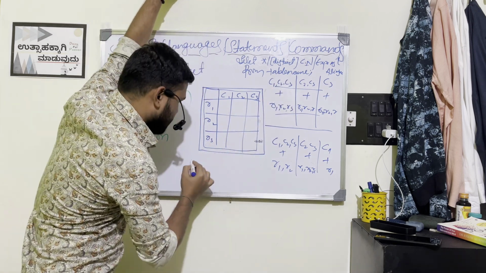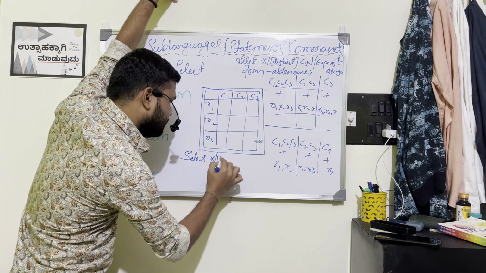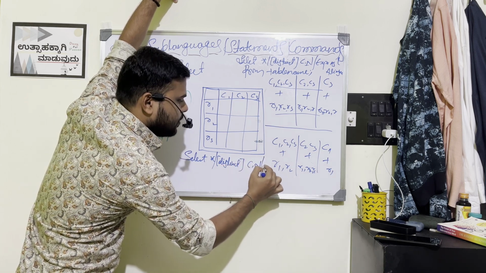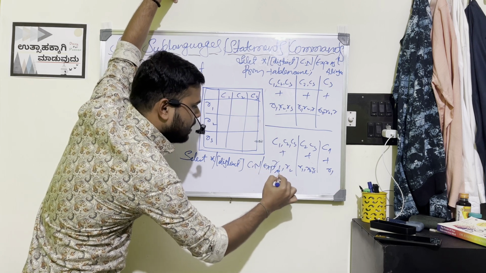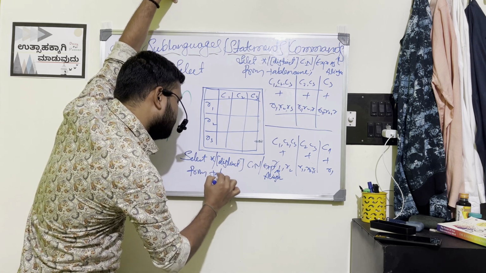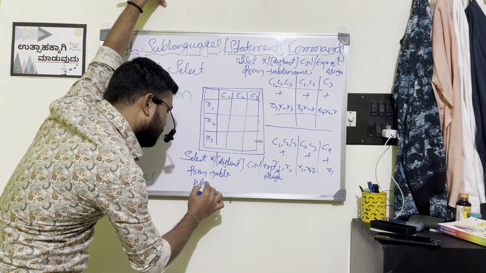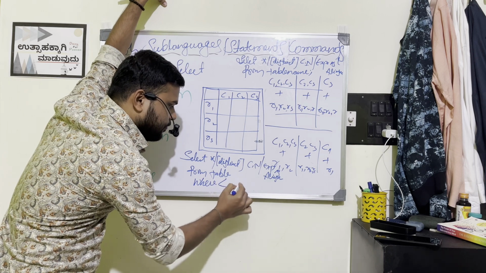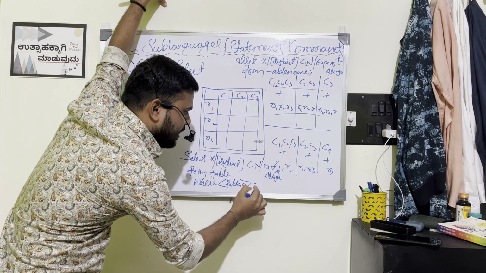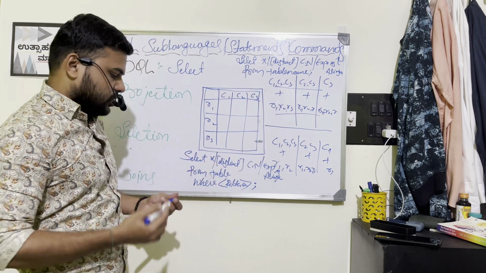Here in selection, the syntax is select, star or distinct, column name or expression as alias name, from table name. For restricting the rows, we will specify a condition using the where clause. We will learn the where clause completely in future. This is the filtering condition, terminating with a semicolon. This is the syntax for projection. This is the syntax for selection.